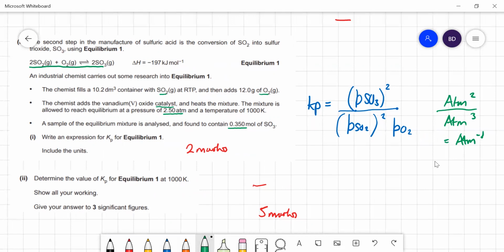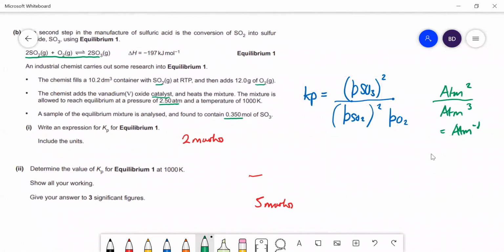So before we do that, we need to work out the start moles of SO2 and the start moles of oxygen. All right, now how are we going to do that? Let's do the moles of SO2. Well, it says we fill up this container of that volume at RTP with SO2. So we can work out the number of moles: moles of SO2 is going to be the volume over the molar volume of the gas. The volume, it tells us, is 10.2, and the molar volume, of course, is 24 dm cubed. So that's equal to 0.425 moles.